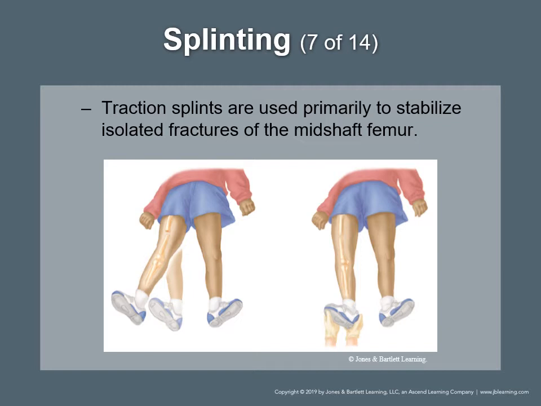Traction splints are used primarily to stabilize isolated fractures of the mid-shaft femur. Do not use a traction splint if the patient has a joint or lower leg injury. Traction splints are not suitable for use on the upper extremities.